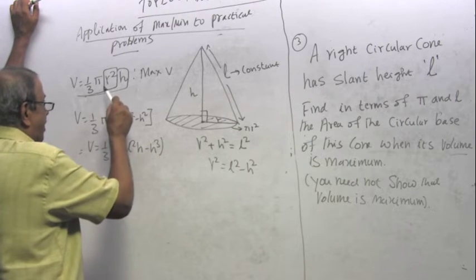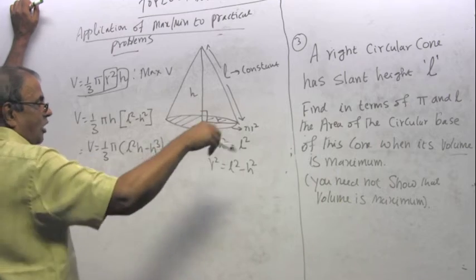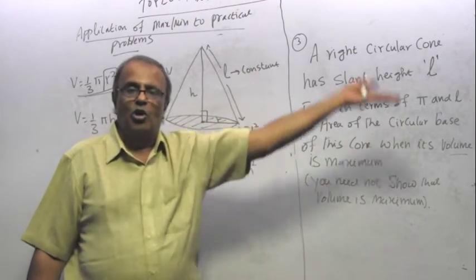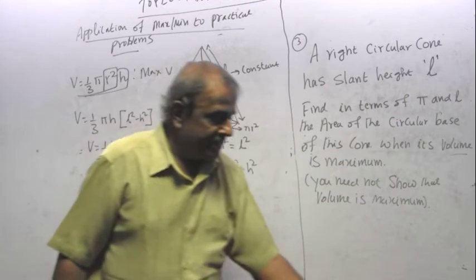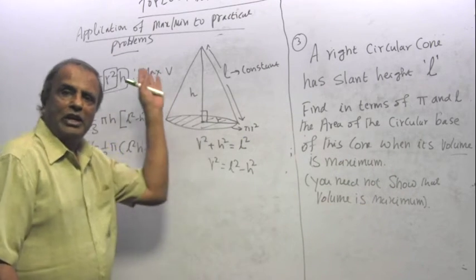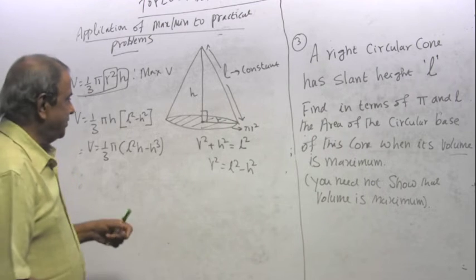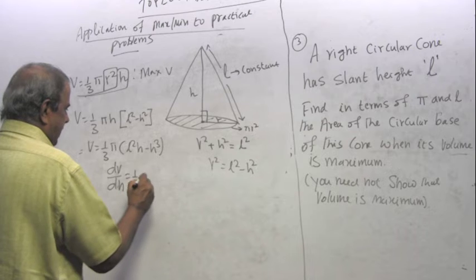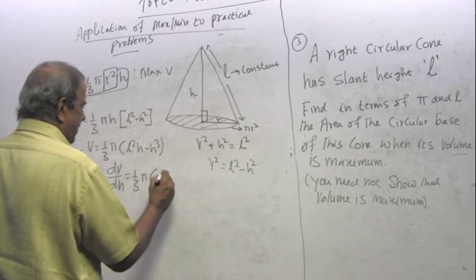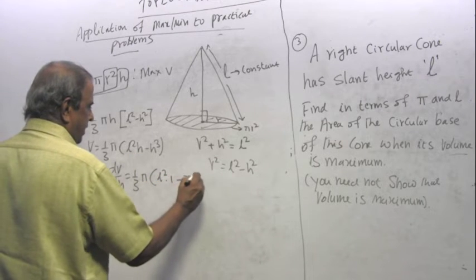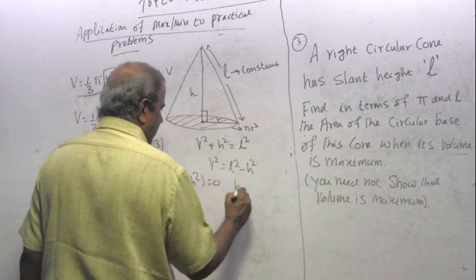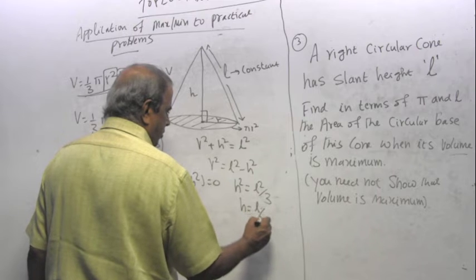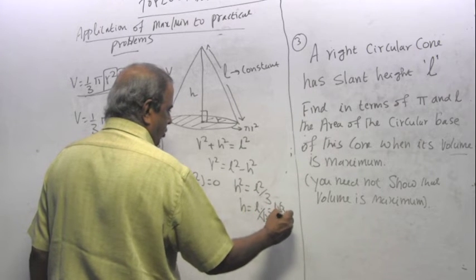Otherwise, look, I would have 1/3 r squared times the square root of L squared minus r squared, and you have to use the product rule. You're making life more difficult. By writing h squared in terms of r squared, your differentiation has become easier. So let's do dV by dh: 1/3 pi times L squared is a constant, h gives you 1, and h cubed gives 3h squared. Equate it to 0. h squared equals L squared over 3. h equals L over root 3, or L root 3 over 3.